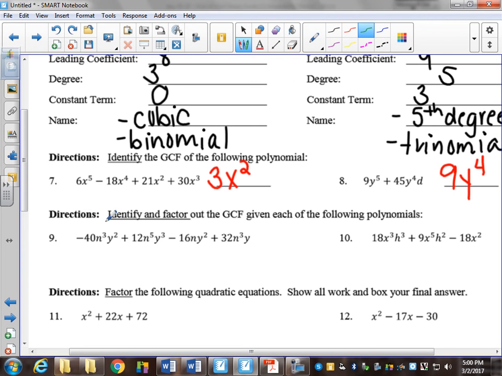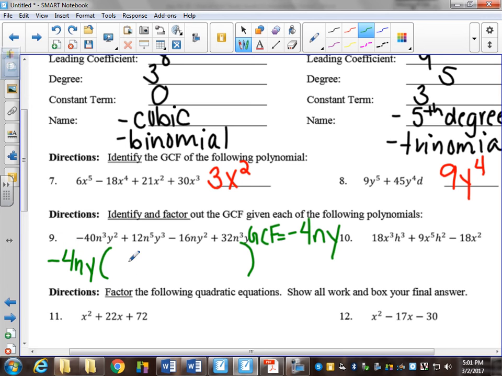Number 9, identify and factor out the GCF given each of the following polynomials. Whenever we have a negative coefficient in the front, we have to factor out a negative GCF. They all can be divisible by 4. They all have n's, but we can only take 1 from each because the smallest term has 1 n. They all have y's, so we can take y's. This one only has 1 y, so we can only take 1 from each.